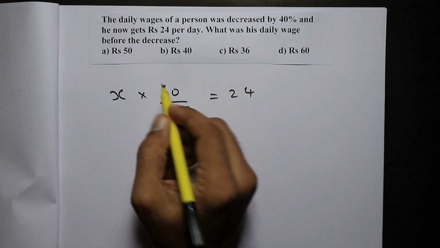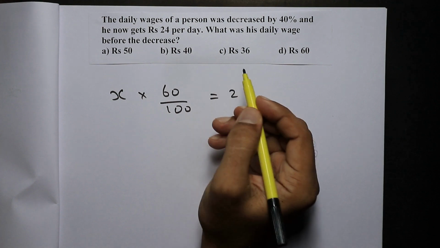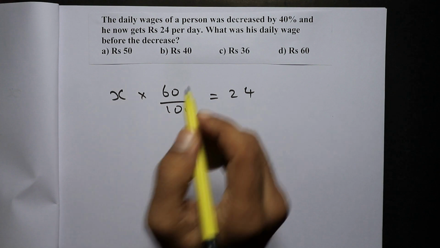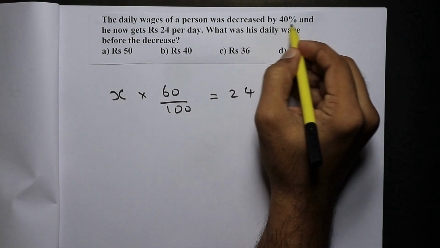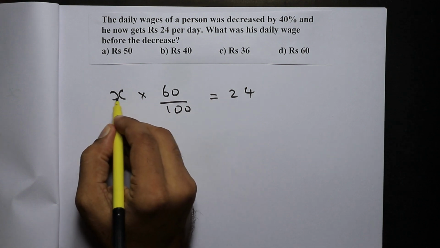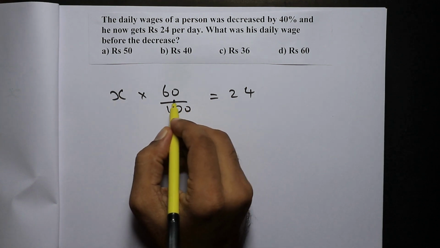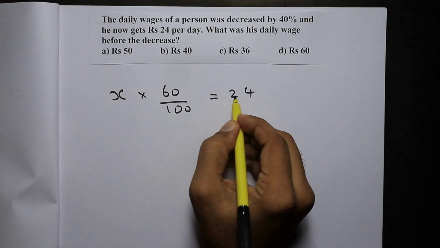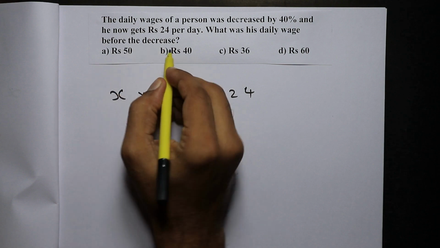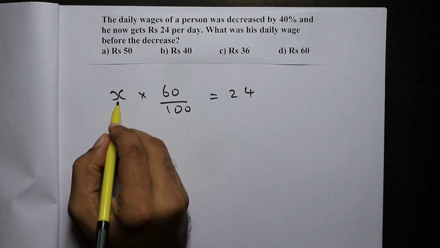If you decrease the daily wages by, let us say, 10%, then you will be getting 90% of the daily wages. Here it has been decreased by 40%, which means that he will now get only 60% of what he used to get, and 60% of the original value is now rupees 24. So what was his daily wage before the decrease? That is the original daily wage x.